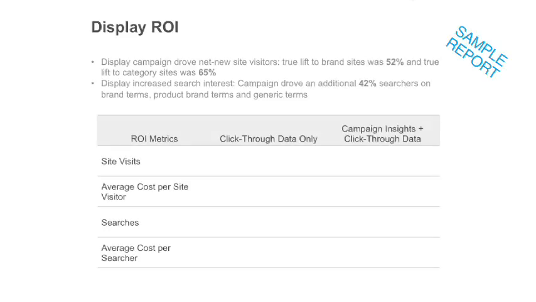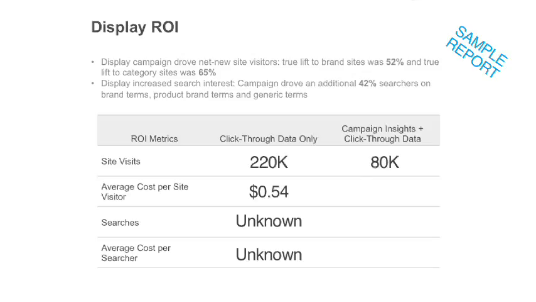At the end of your report, you'll see a summary of your campaign performance. From the chart, you can see that in looking at click-through data alone, this advertiser would have calculated that the campaign drove 220,000 site visits at a cost of 54 cents per visitor. With Campaign Insights data, he can now see that his campaign drove more than twice as many site visitors, at a cost per visitor of less than half his original estimate.